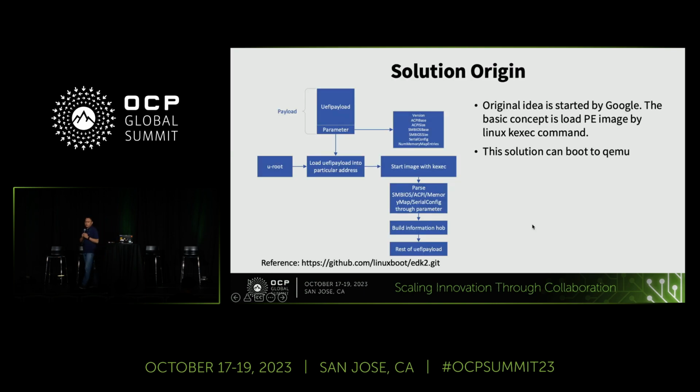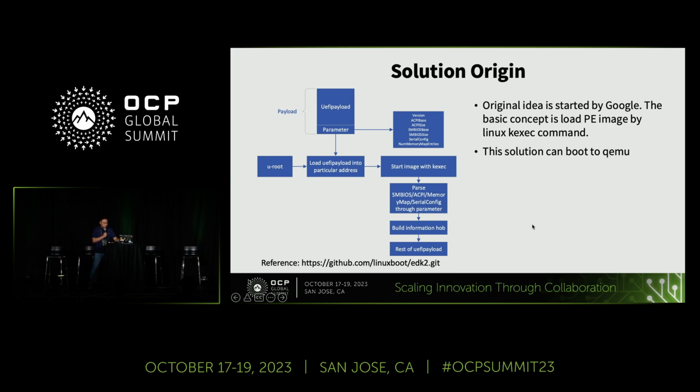Then we will talk about the solution origin. The original idea started from Google, and you can search for it on the internet. The basic concept is to use u-root, which loads the UEFI payload and creates the UEFI interface, and then loads the PE image with the Linux kexec command. They can then boot into Windows. This solution can run in QEMU.